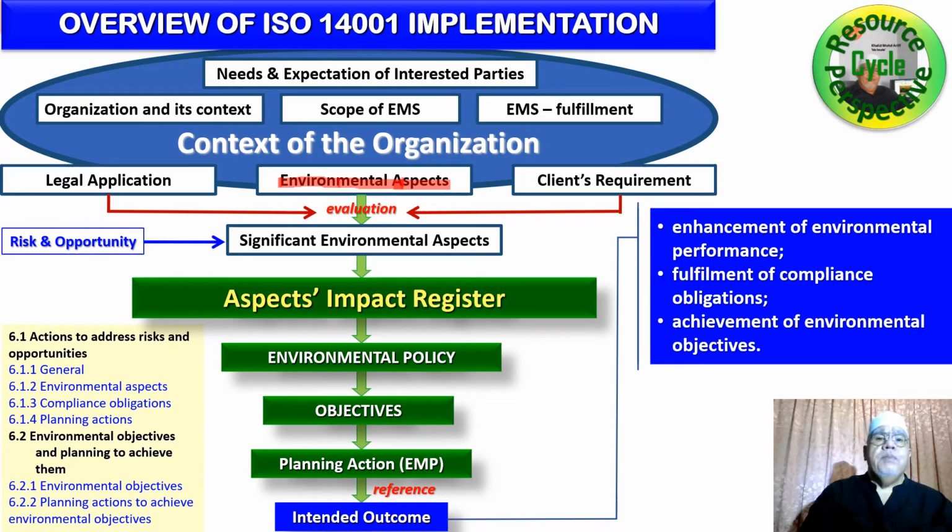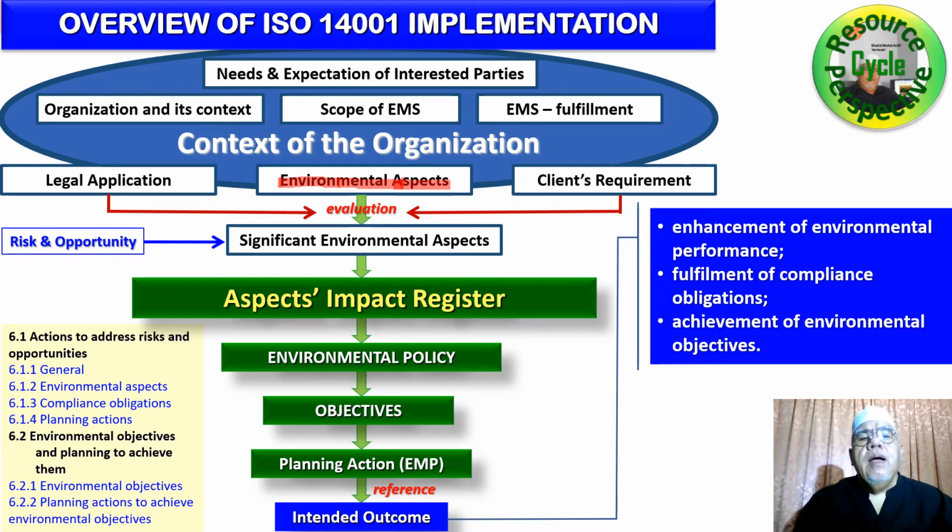Why are environmental aspects that important? Because the environmental management system ISO 14001 version 2015 states that the EMS is managing environmental aspects. How? Fulfilling compliance obligations and addressing risks and opportunities. So therefore, it is about managing environmental aspects. Thereby, we have to identify all the environmental aspects from our operation.